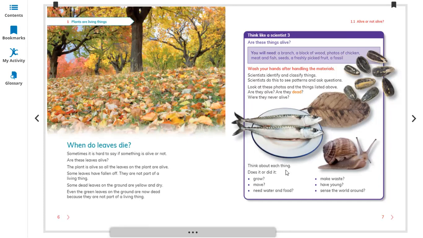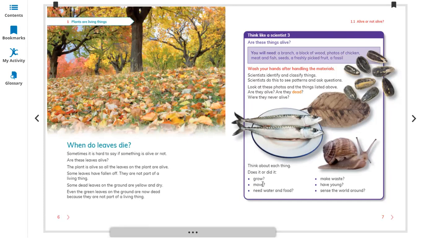Think about each thing. Does it or did it grow, move, need water and food? Obviously, this living thing needs water. This seed, we need to put in the soil, and it changes into a tiny plant, a young, new plant. So it needs food and water. Obviously, it cannot move, but it can grow or move up.